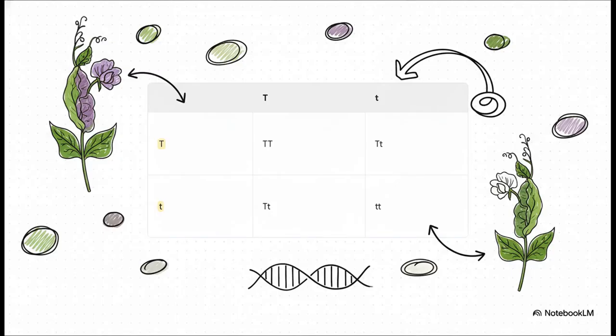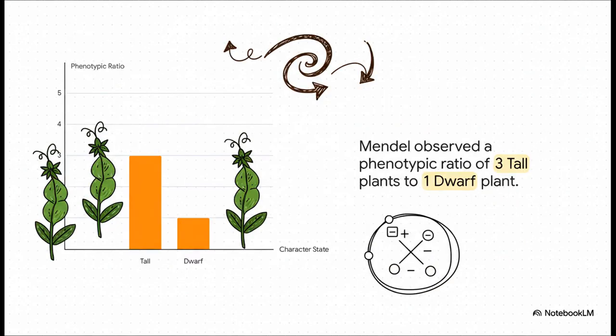But then came the real genius move. He let these new tall plants self-pollinate. To figure out what would happen, we can use this handy little tool called a Punnett square. It's basically a prediction grid. You put the alleles from one parent on top, the alleles from the other on the side, and then you just fill in the boxes to see all the possible combinations for the next generation. And check this out. This is exactly what Mendel saw in his garden. When he counted his plants, he found a super consistent pattern.